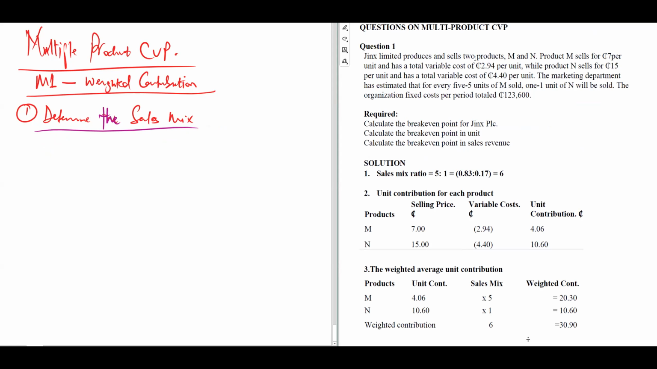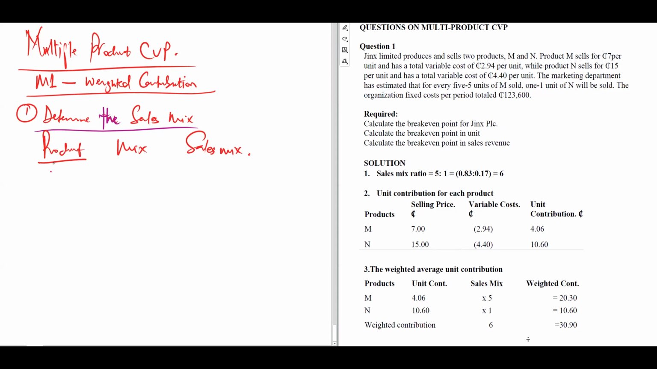So they are saying James produces and sells two products, M and N. When we take the products, we take the sales mix that we want to get. We have M sells for 7, N sells for 15. But the marketing department estimates that for every 5 units that we sell of M, we sell 1 unit of N. That is the mix, right? Do you all agree?